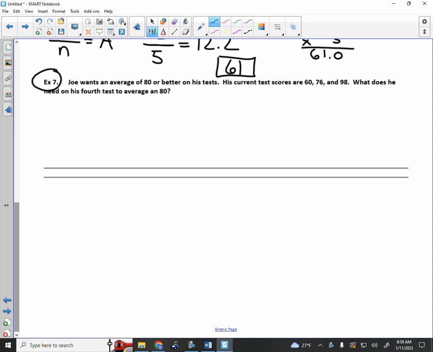Joe wants an average of 80 or better on his test. Why does he want an average of 80? He wants a B- or better, right? Do your parents kind of have bottom line marks for you? If you get below that, then you're in trouble? Yeah, I hear it all the time at conferences. Funny. All right, so he wants a B- or better.